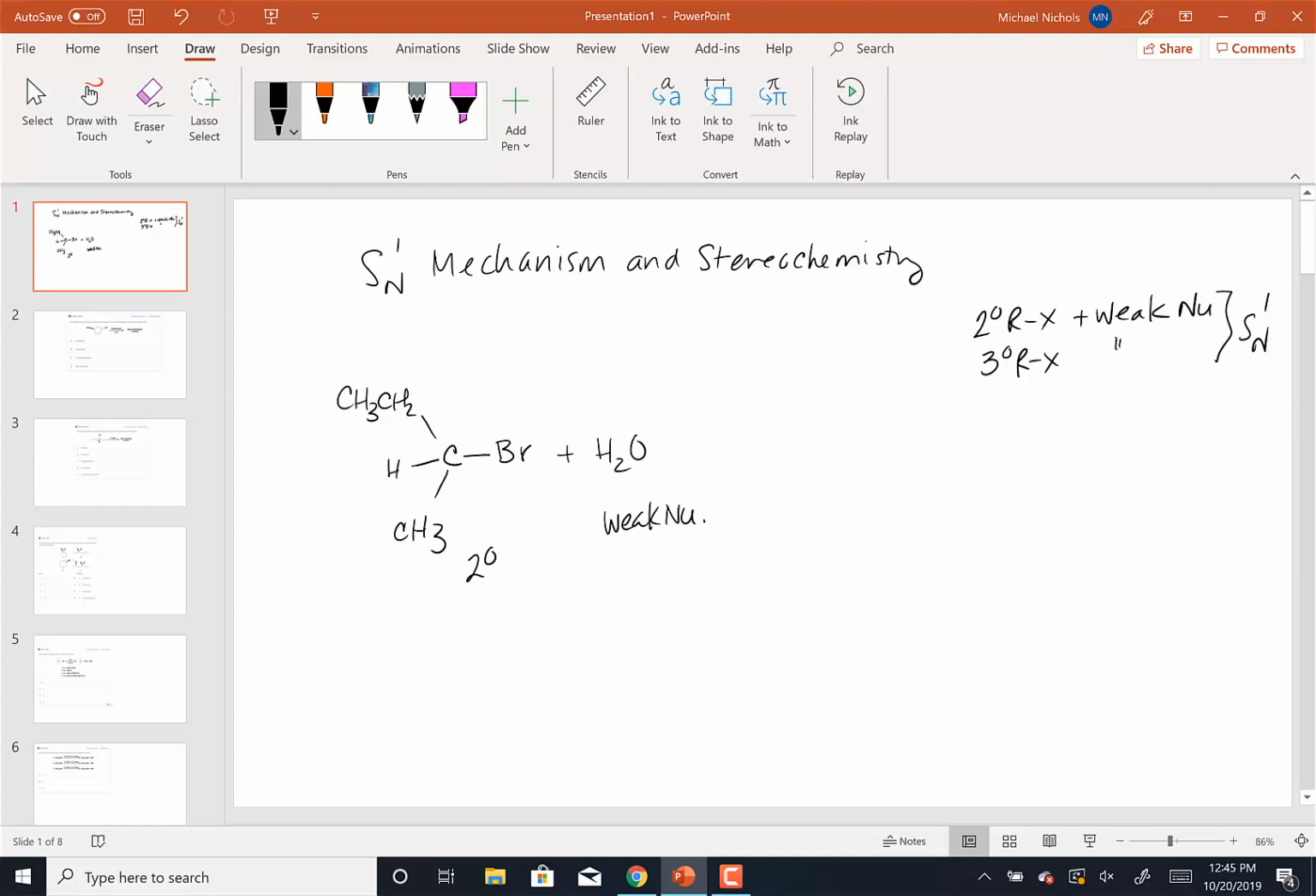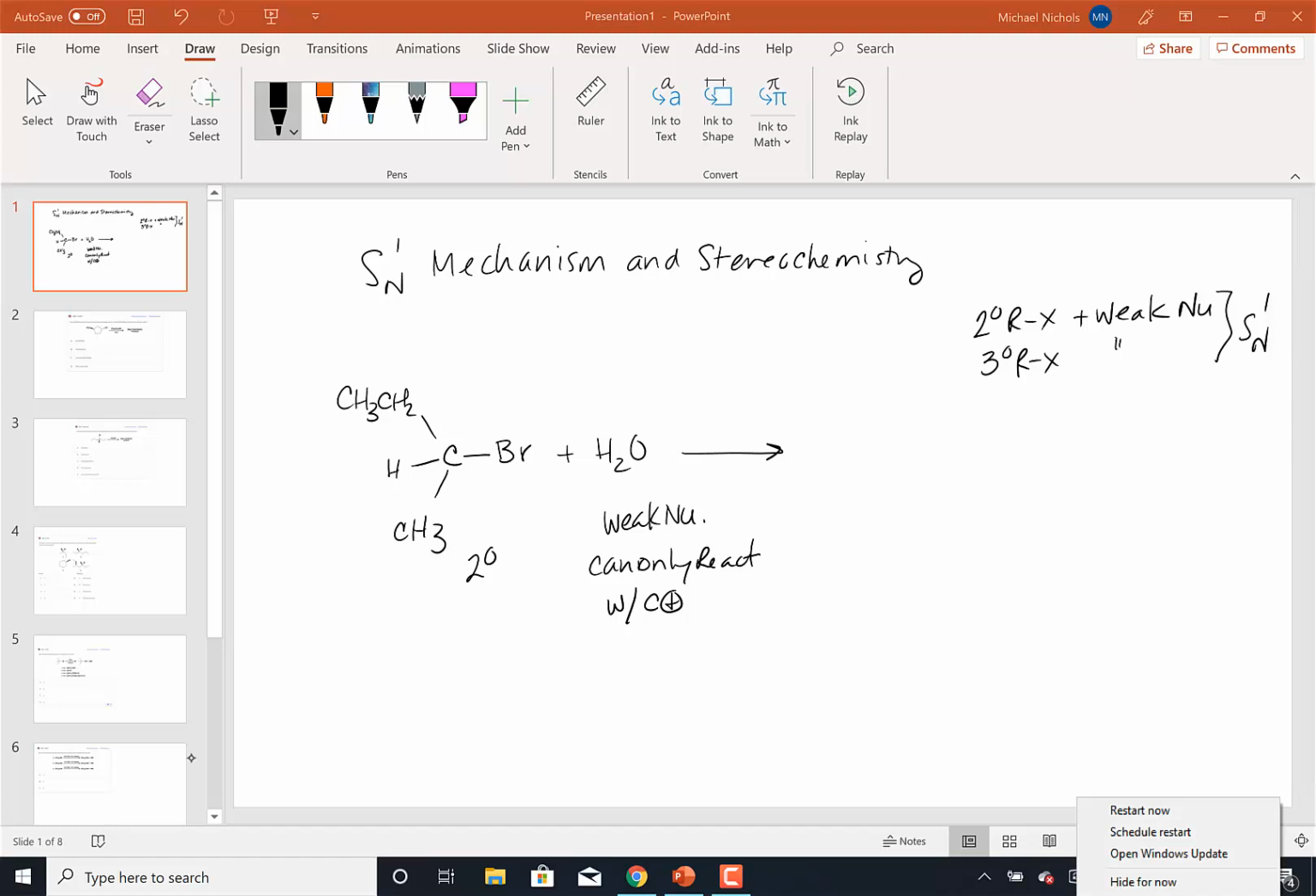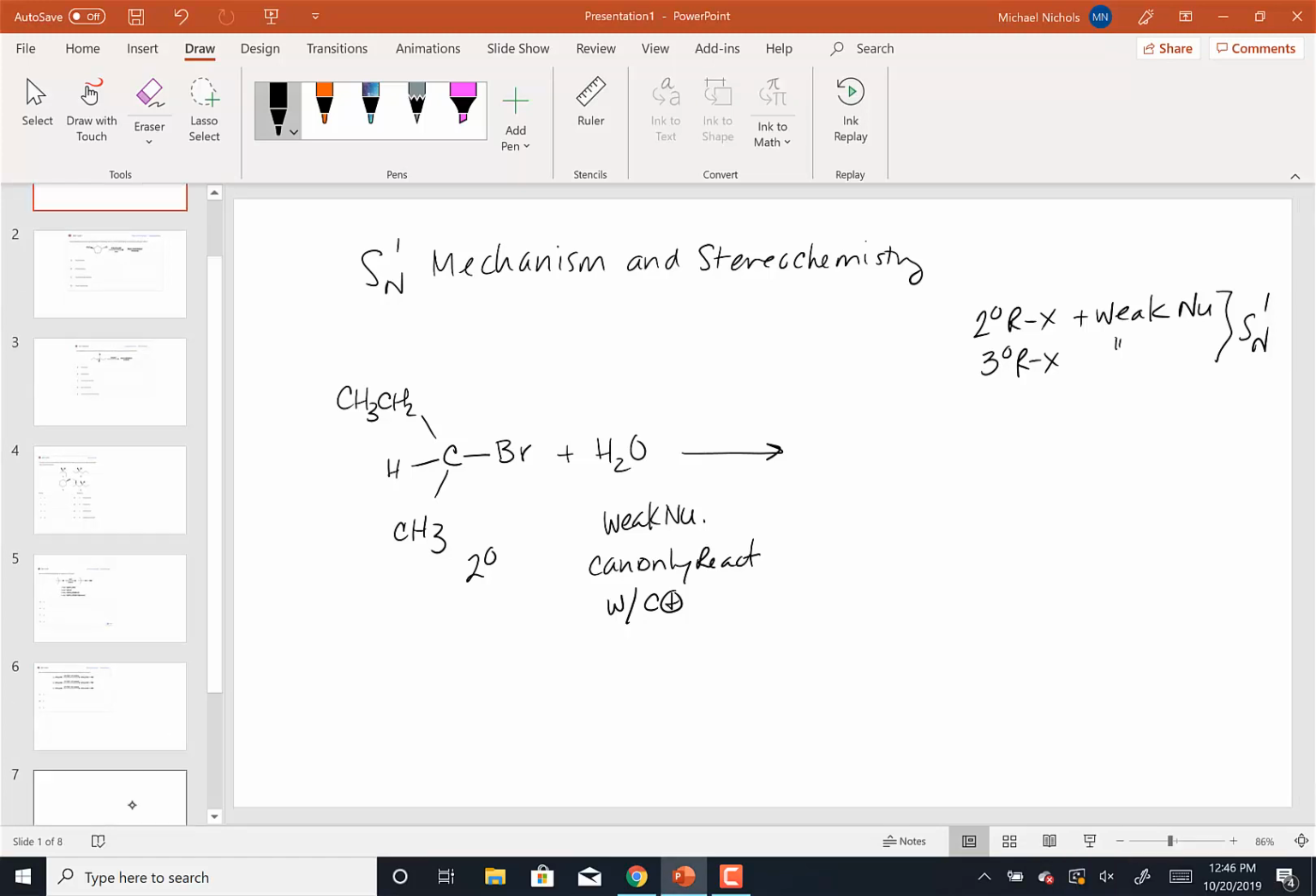And the reason for that is because weak nucleophiles can only react with carbocations. So if I'm looking at the mechanism of this reaction, I know that it's going to be SN1. So let me go through how we would write the mechanism of this reaction.